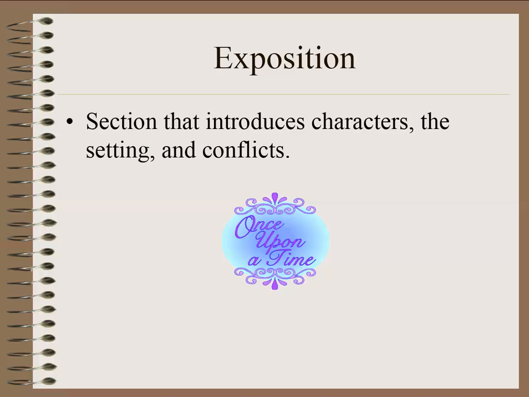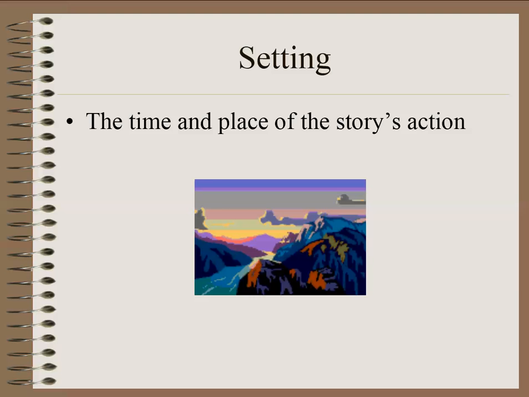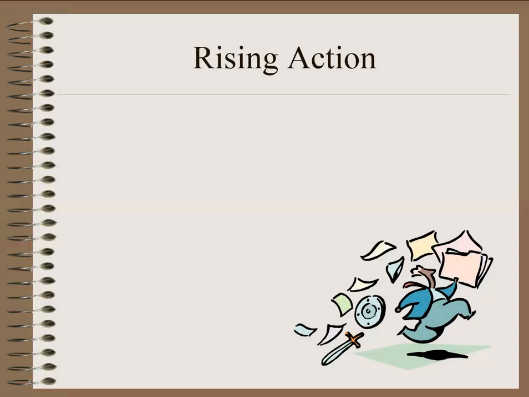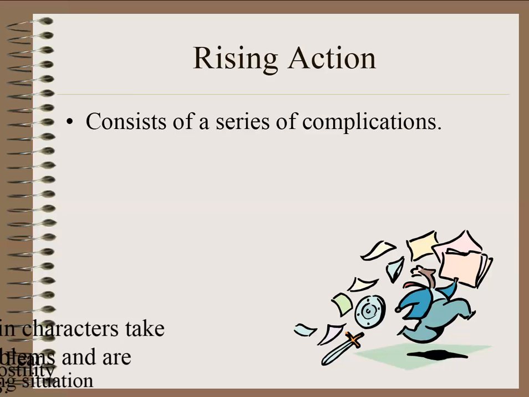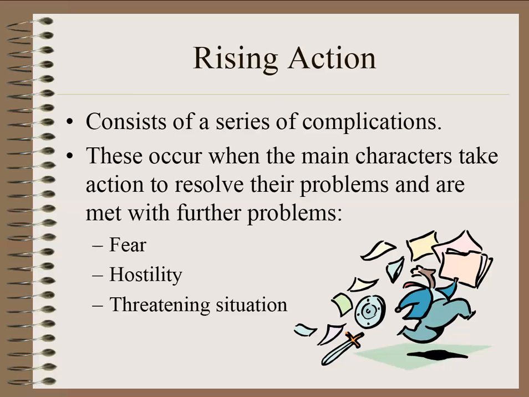So you can see this is when we, in exposition, meet the characters. We see the setting and start to see some conflicts. The setting is the time and place of the story's action. Rising action, like we said, is when there's a series of complications. They usually happen when the main character takes action to resolve their problems and are met with further problems.